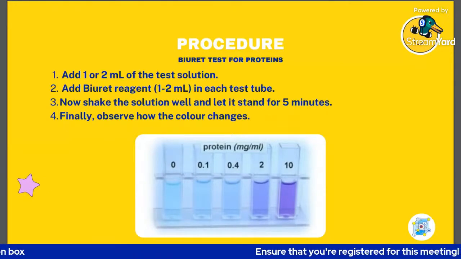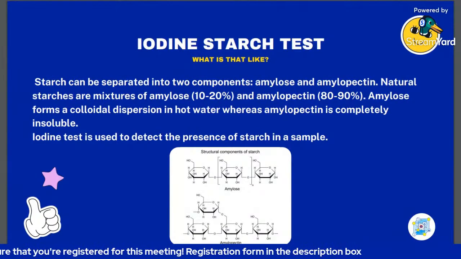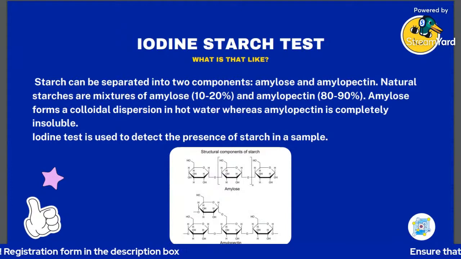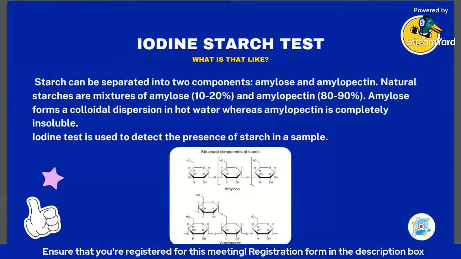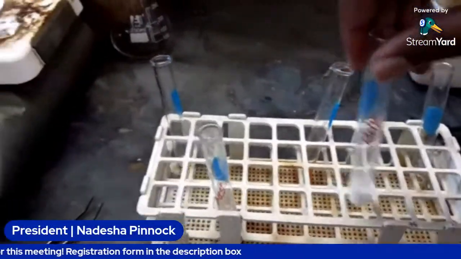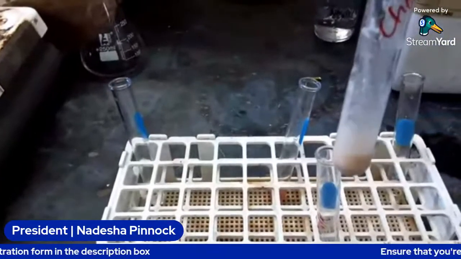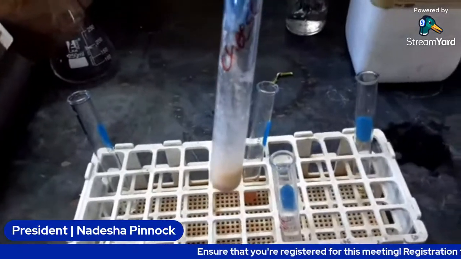So we're going to go ahead and do the Biuret test. So let me show you guys what's going on again. We have our milk sample. This is our milk sample. And we have our cheese sample here. So we just added a bit of water to it to prepare the sample.